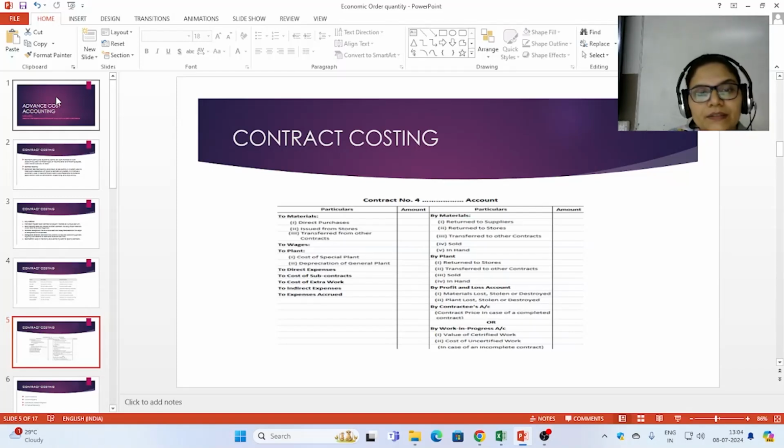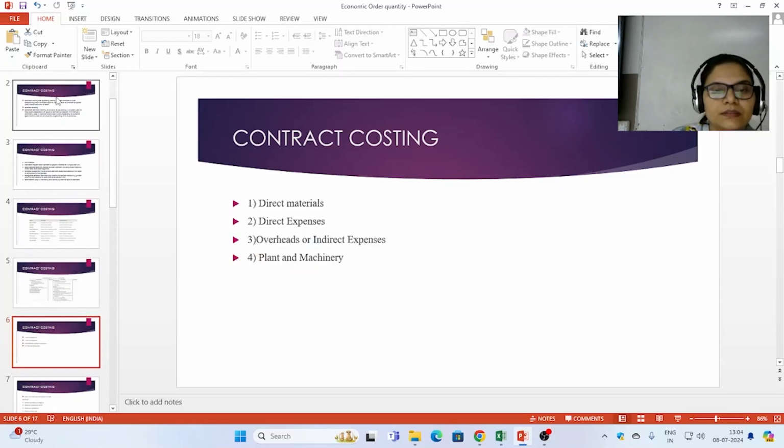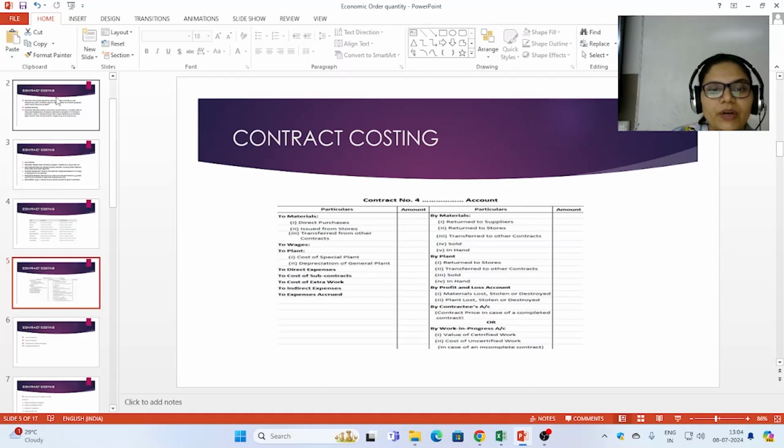Material supplied. Next is, we talked about direct materials. In direct material, we also have material supplied, which is, I think, not mentioned in the question. But sometimes the contractee may supply certain materials from his own stock for use in the work. Such materials are not debited to the contract account but shown in a separate memorandum record outside the accounts.